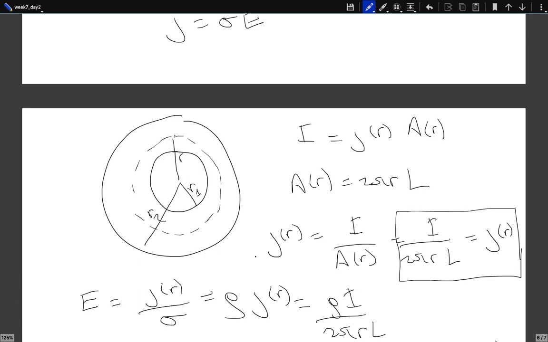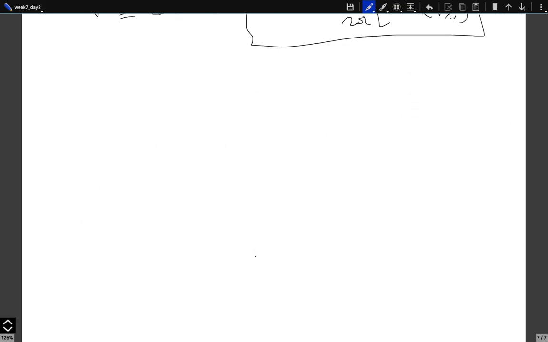Whatever the shape is, if you can determine the current density everywhere, in the question it should be given somehow, then you can determine the electric field and calculate the potential difference. The potential difference divided by the current will give you the resistance. Now in this problem, an alternative derivation would be this one.